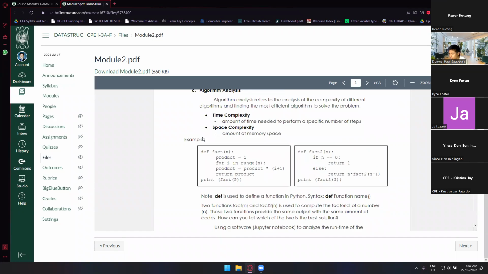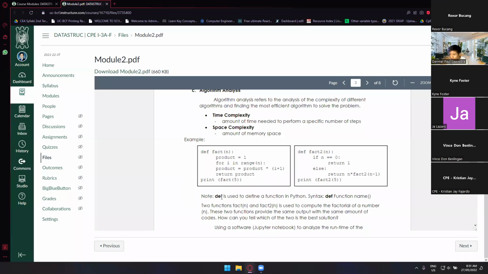We have two examples right here: this first code and this second code. You don't need to worry about how they work, just take a look. We have this variable fact, and then print fact and 5. The same with this one: define fact, which is a different variable name, with different steps or algorithm. But both of them have the same output or result. This variable will multiply by 5.